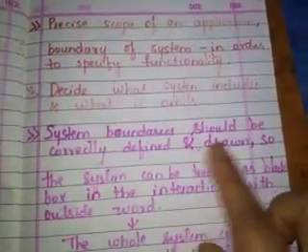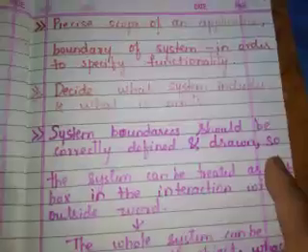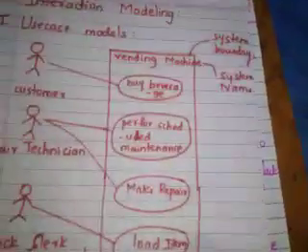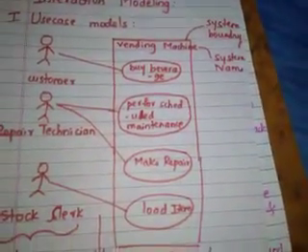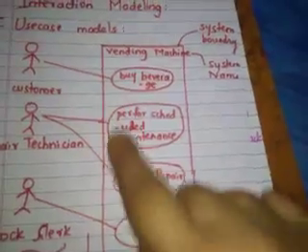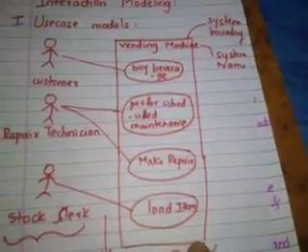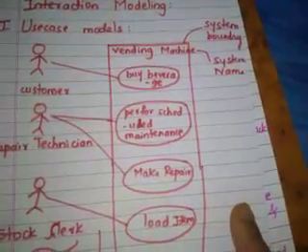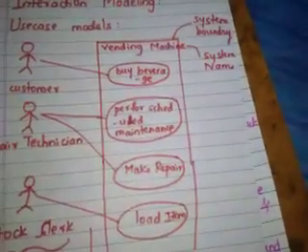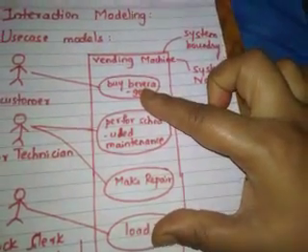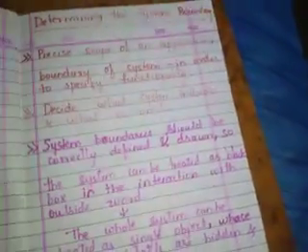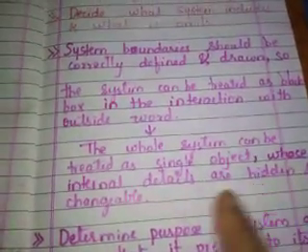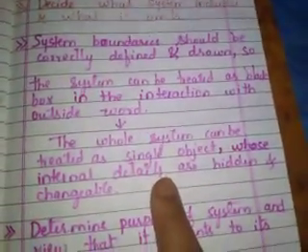Next, the system boundary should be correctly defined and drawn so the system can be treated as a black box. If this particular boundary is very clear, then the system as a whole will work as a black box. That is, we need not worry about what is happening internally, and the changes will be very easy. For the external user, the whole system does not look like a combination of four things, it just looks as one object. The whole system can be treated as a single object whose internal details are hidden and changeable.